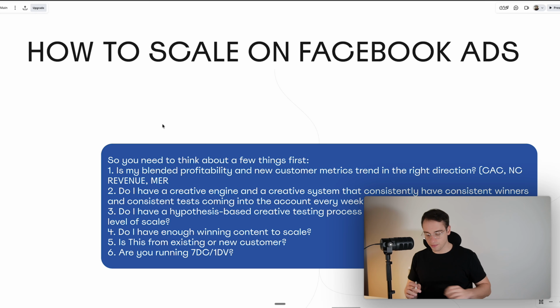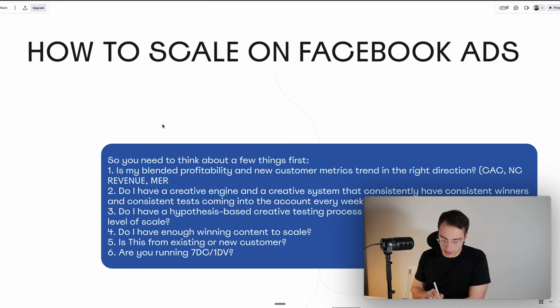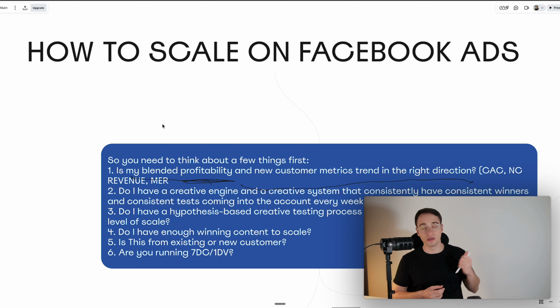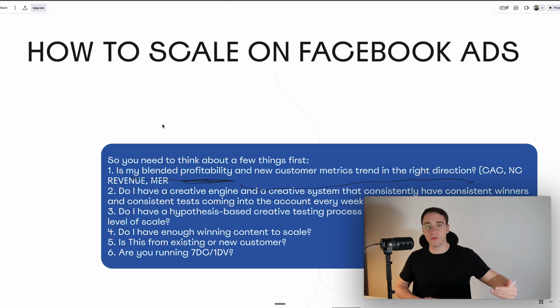The first thing is, apart from the ad account, do you see blended profitability actually being there, and your customer metrics trending in the right direction? By that, I mean your blended performance and the blended profitability of the business. So for example, is revenue trending? Is MER trending in the right direction? Do we have the CAC that we need to start scaling inside the account?